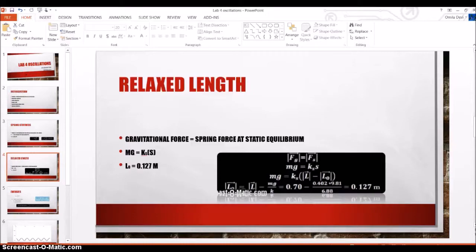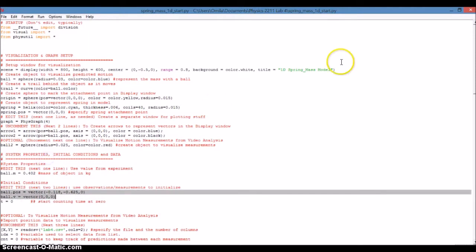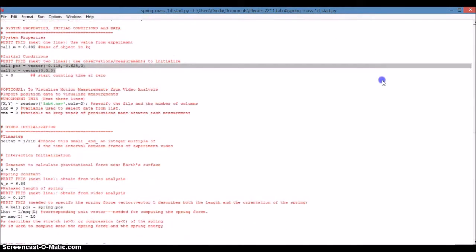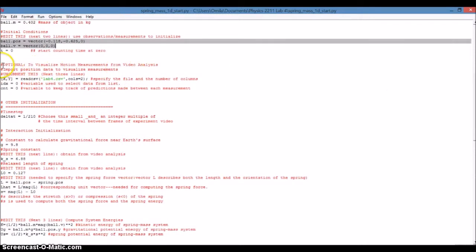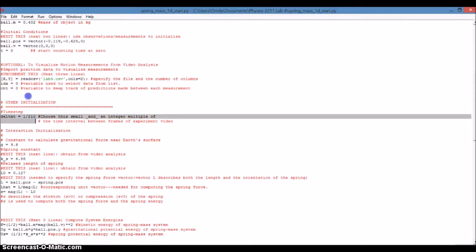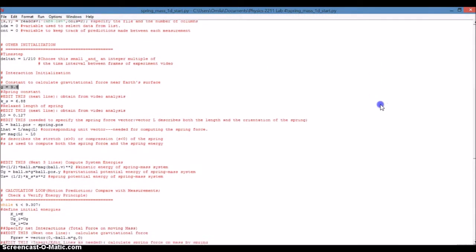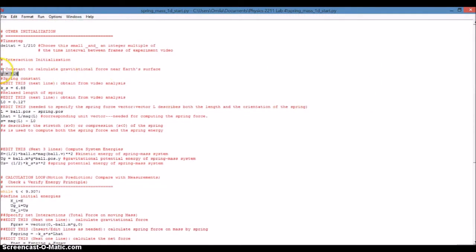So, our system in this lab involved the mass, the spring, and the earth. Here we can see the initial position and initial velocity was 0 before Dr. Greco let it loose. Here we instruct the Python to read the CSV file that was saved from our tracker data, and the time step was then set to be 1 over 210, and the constant variables were set to be inputted as the values needed to carry out the functions. The gravity constant g was 9.8 meters per second squared. Our calculated stiffness was 6.88 and the relaxed length was 0.127.